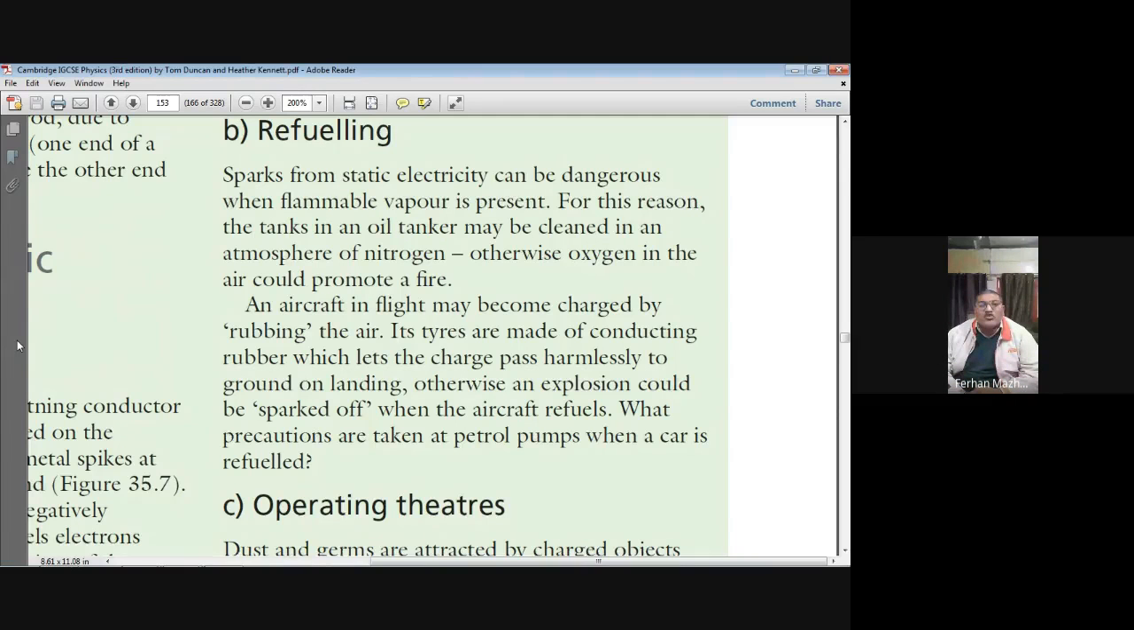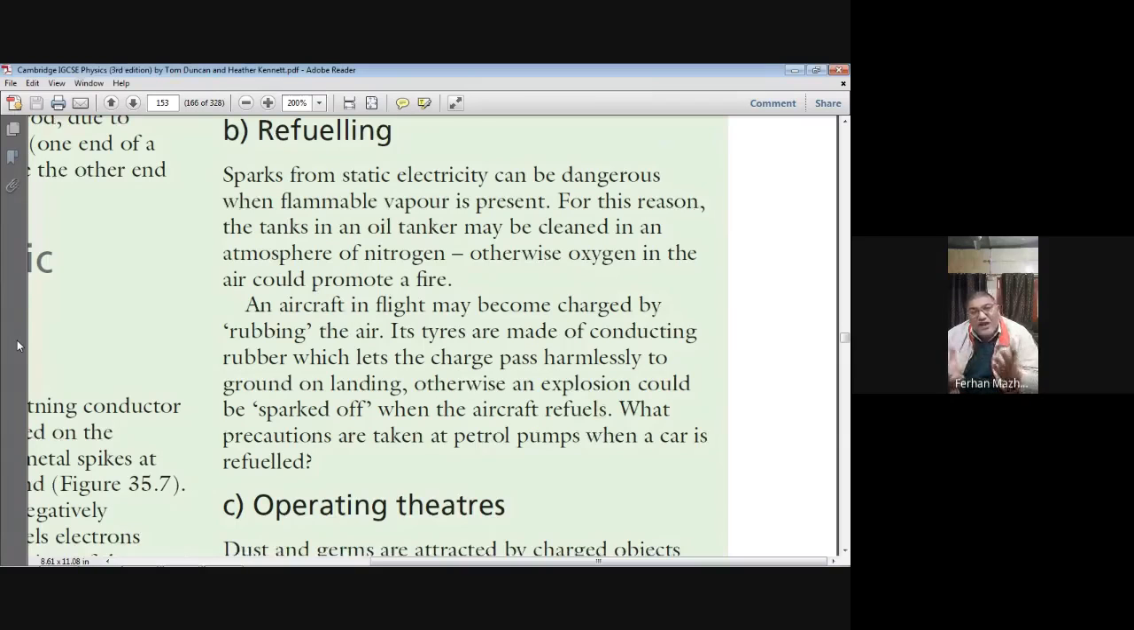So whenever the aeroplane touches the ground, because those tires are conducting, if the body of the aeroplane is charged, it will come in contact with the ground through those conducting rubber tires. If the aeroplane is negatively charged, the electrons from the body of the aeroplane will go through those conducting tires into the ground and the aeroplane body will become neutral. If the body is positively charged, the electrons from the ground will go through those tires onto the body of the aeroplane and it will become neutral.